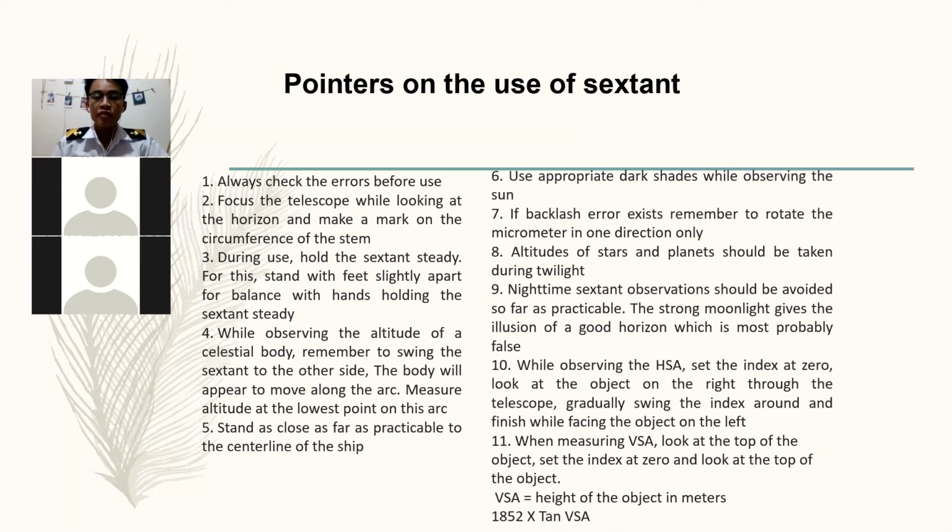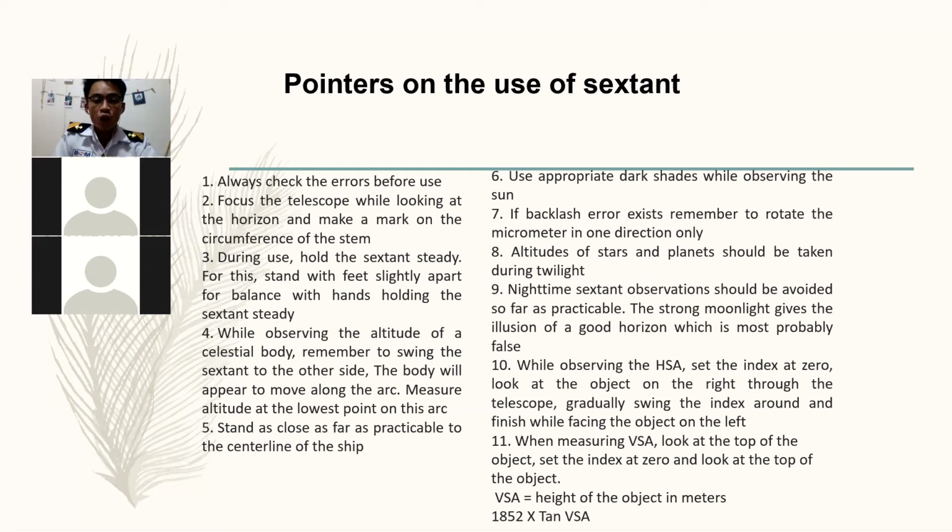Number seven is if backlash error exists, remember to rotate the micrometer in one direction only. Number eight is altitudes of stars and planets should be taken during twilight. Number nine is nighttime sextant observation should be avoided so far as practicable. Since the sextant is very accurate when used on the horizon and for the angle to the sun, if possible we should avoid using it at night, because strong moonlight gives the illusion of a good horizon, so the position obtained is most probably false.